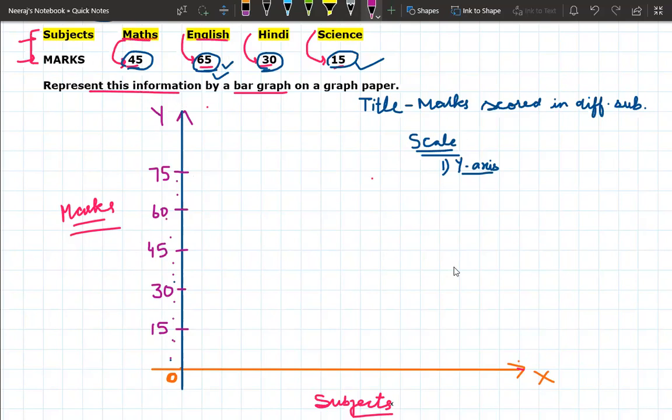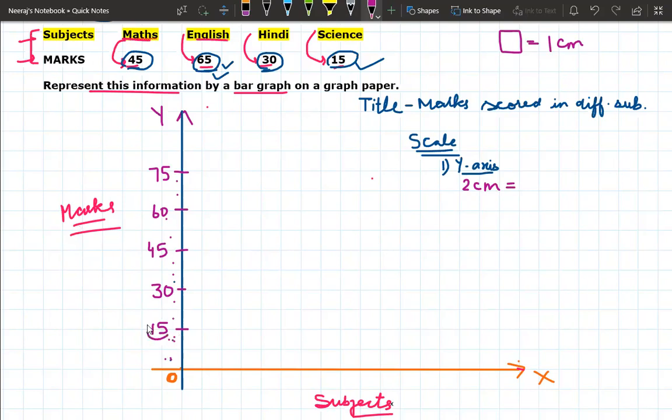Now we will write the scale for the y-axis, how I have set my scale. So here I have left 2 boxes. Here 1 box is equal to 1 centimeter. So if you are leaving 2 boxes, it means that it is 2 centimeters. So 2 centimeters is equal to what? What is 2 centimeters over here?